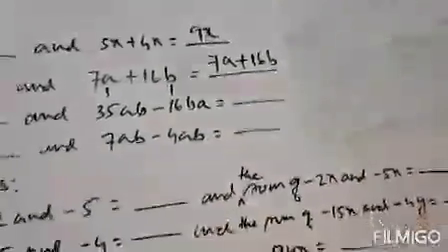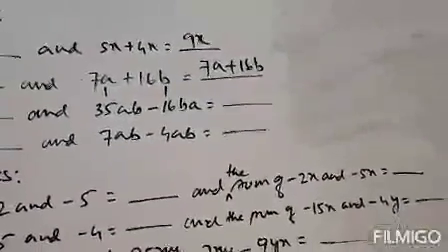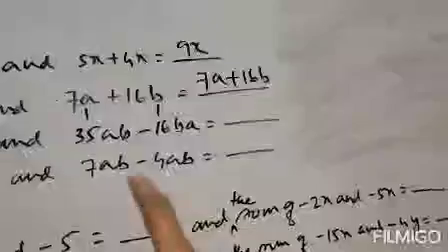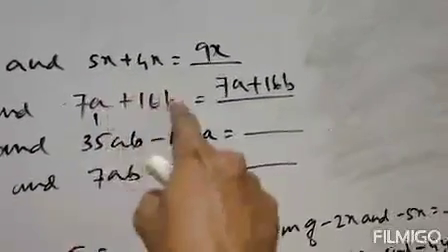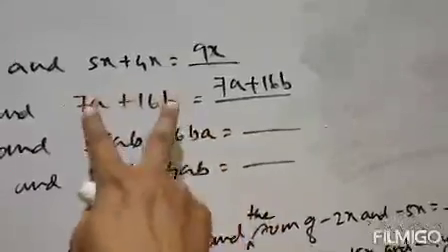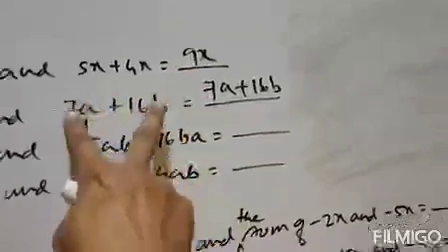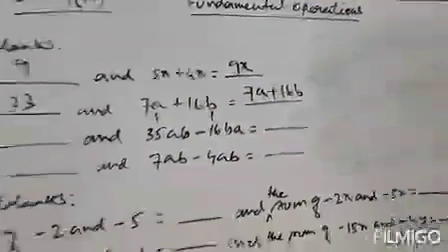That means we cannot add. We cannot add 7a to 16b because both of them are unlike terms. Here the coefficient of 7 is a, here the coefficient of 16 is b. That means the coefficients are not the same, so we cannot add these two. So we will write it as it is, that is 7a plus 16b.